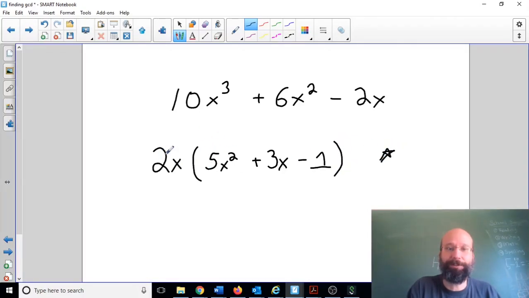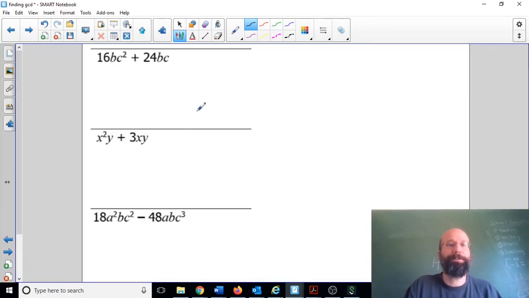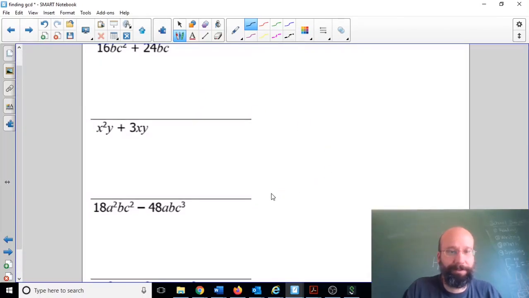Again, to check it, we're going to distribute to make sure we get the original problem. So 2x times 5x squared is 10x cubed, a rule of exponents. 2x times 3x is 6x squared. And 2x times negative 1 is negative 2x. So we got our original problem, so we know we're right. All right, we're going to do these other ones rather quickly.